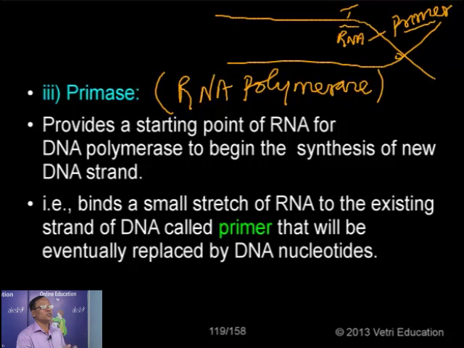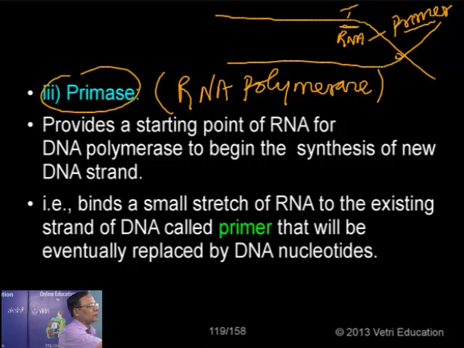As it is normally initiating the formation of the RNA primer, it is called primase. So it is a starting point. This primase provides a starting point of RNA for DNA polymerase to proceed with the lengthening of the new strand. Once the RNA has been laid down, the DNA polymerase starts working to elongate or extend the DNA strand to be formed. So it provides a starting point of RNA for DNA polymerase to begin the synthesis of the new strand.